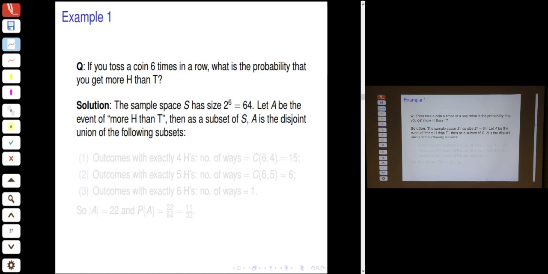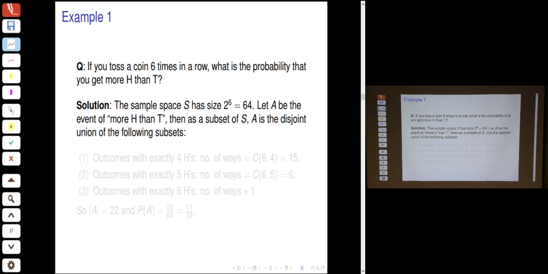So the size of the sample space, right? The sample space S has size 2 to the 6, right? Because you have 6 steps, you have 6 tosses, right? So each toss has 2 possibilities. So by the multiplication principle, you multiply 6 2s together, so you get 2 to the 6. So this is 64. So that's the size of the sample space.